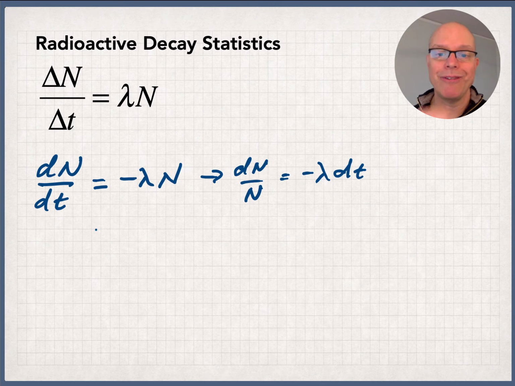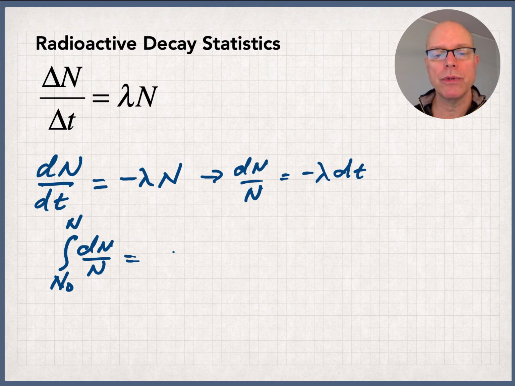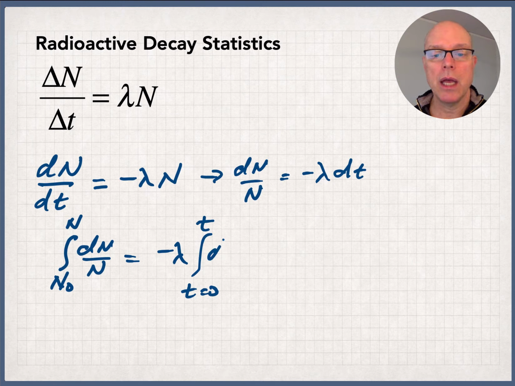So I'm going to make a definite integral out of this. So I'm going to put limits on it. And so I'm going to integrate from n0, the number of nuclei that I have at the beginning of time, to n, the number of nuclei that are left at moment t. So I'm going to integrate that, dn over n, and that's going to equal negative lambda. And that's a constant, so I can pull it out in front of the integral. And I'm going to integrate this from t equals 0 to our moment t, and just dt.